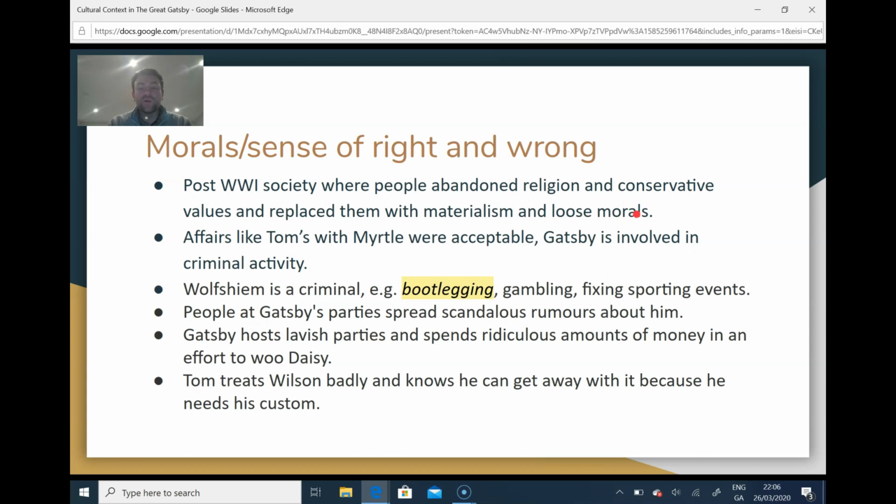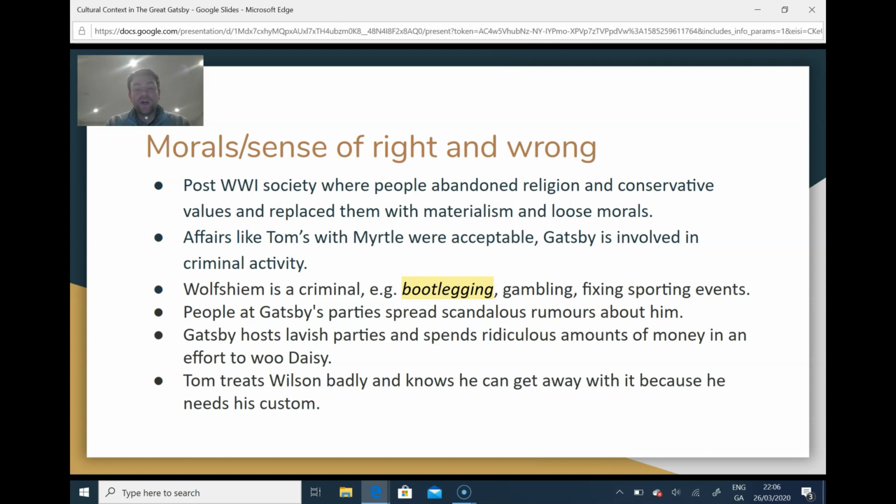People are having affairs with whoever they want. Marriage is not seen as something that is sacrosanct. Okay, marriage seems something that people can just do whatever they want with whoever they want. Affairs like Tom's with Myrtle were acceptable. Gatsby is involved in criminal activity and it seems to be accepted.